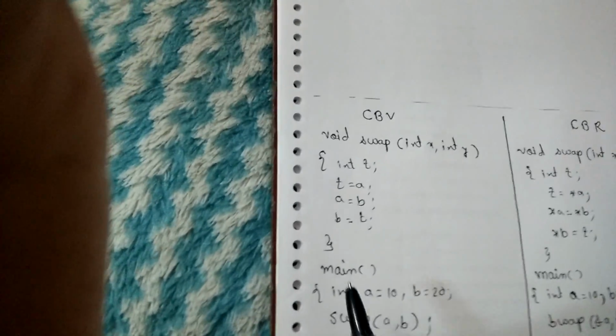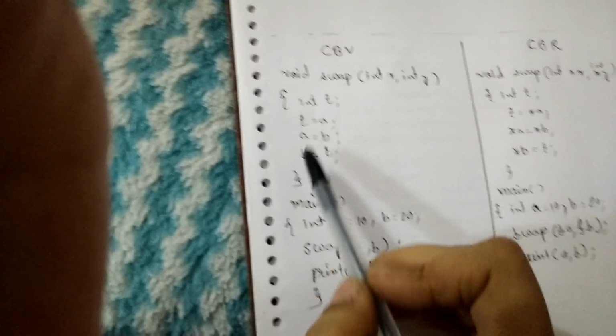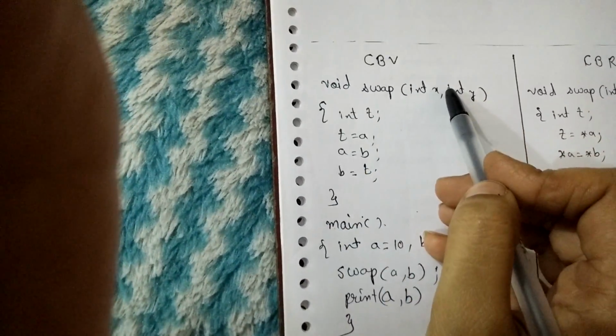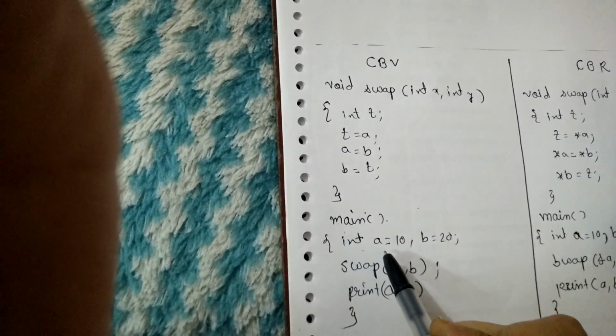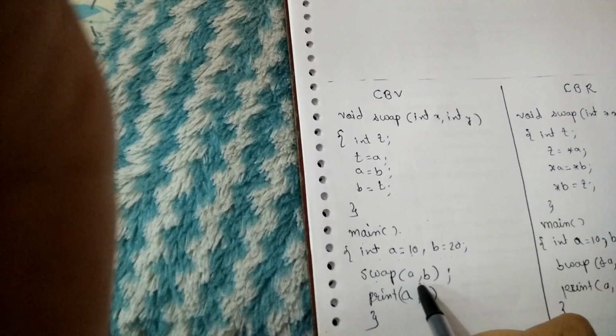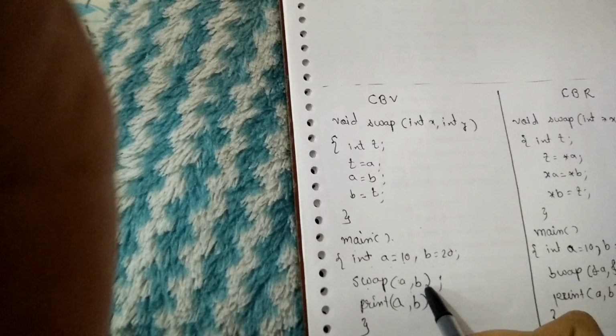Now let us first consider what happens in case of call by value. Let us take an example. We have a main function and one swap function. The main function has two variables, A and B, with values 10 and 20 respectively. Now we call the function swap by passing the values, that is call by value, A and B.